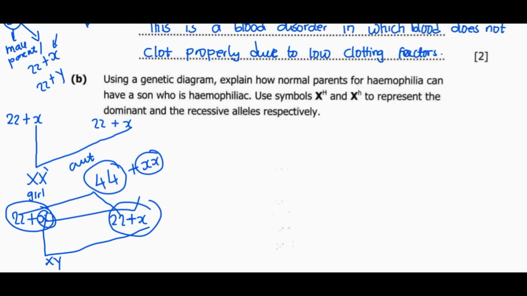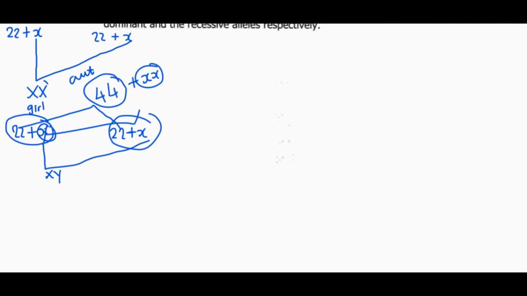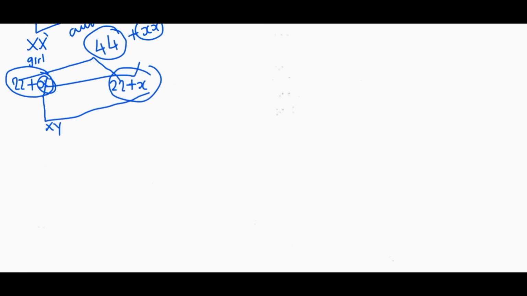Now here we have question B. Using a genetic diagram, explain how normal parents for hemophilia can have a son who is hemophiliac. Use symbols XH and X small letter h to represent the dominant and the recessive alleles respectively. Now maybe before we dive into this genetic diagram, there are some stuff that I want you to know.